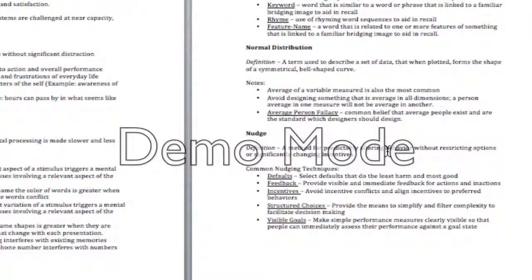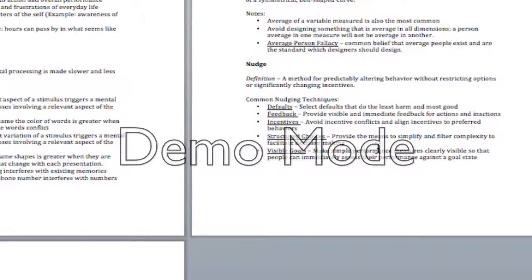My fifth principle is nudge, a method for predictably altering behavior without restricting options or significantly changing incentives. Some examples of nudging techniques: defaults, select defaults that can do the least harm and most good. Feedback, provide visible and immediate feedback for actions and inactions.